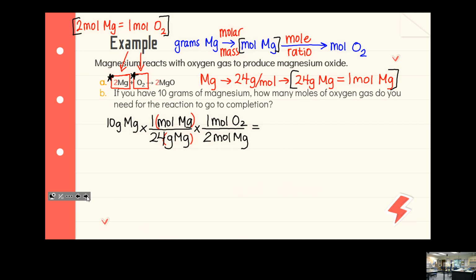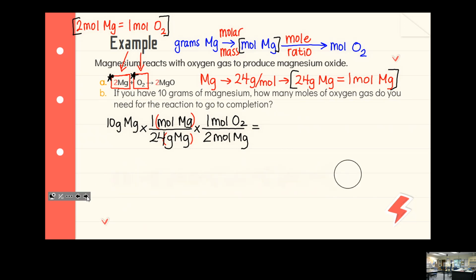So when you guys are plugging this into your calculator, there's multiple ways that you could do this. It just depends on what pathway you want to take. I can just put in my calculator 10 times 1 equals whatever my number is, divide by 24 equals, get that number, times 1, get that number, and then divide by 2 to get your final answer. So that's one way of doing it.